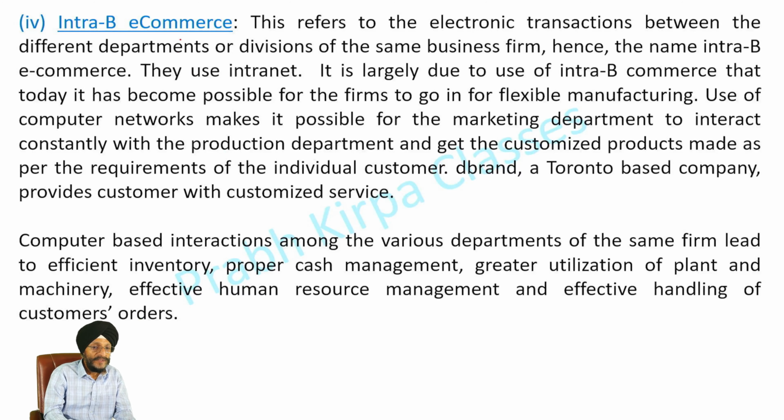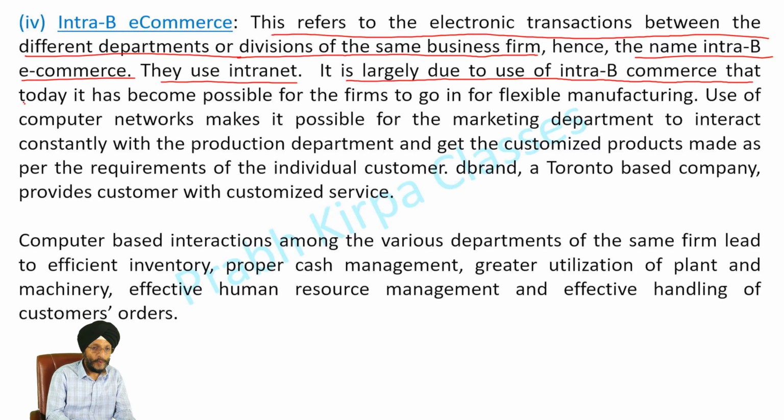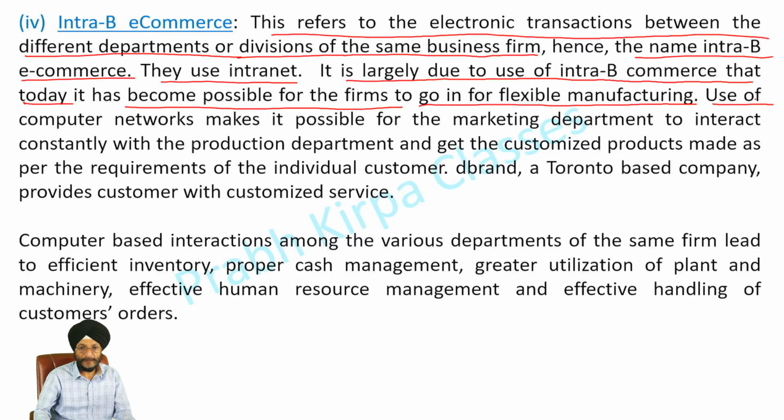Now, intra-B e-commerce. This refers to the electronic transactions between the different departments or divisions of the same business firm. Hence, the name intra-B e-commerce. They use intranet. It is largely due to use of intra-B commerce that today it has become possible for the firms to go in for flexible manufacturing.